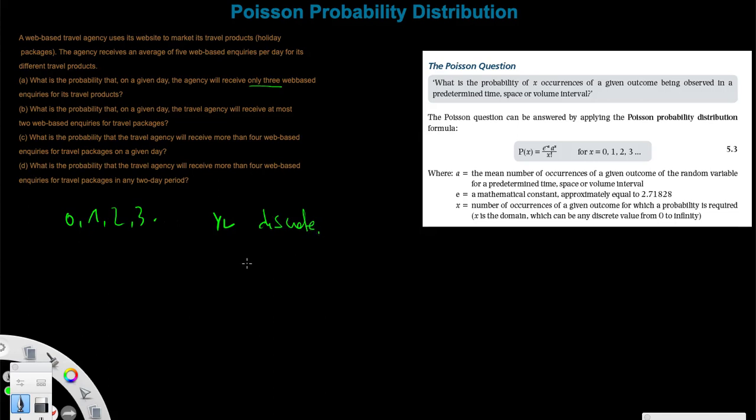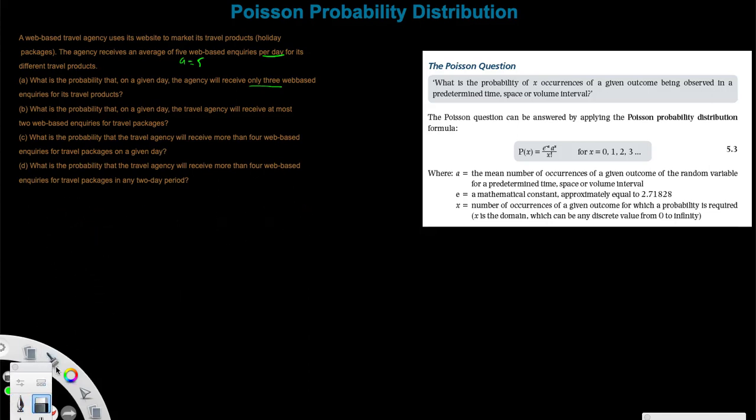The second thing, we can see also that the random variable has been observed in a predetermined time, which is per day. It has been observed in 1 day. Then that also fits the criteria. And the other thing we can see is that the average web-based inquiries per day is also given. So our a here is equal to 5. Then we have everything we need to start answering our Poisson question.